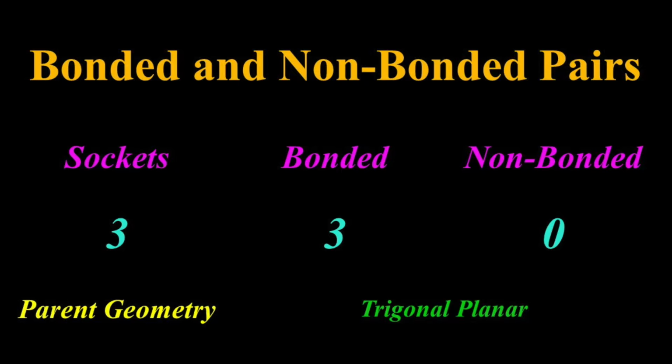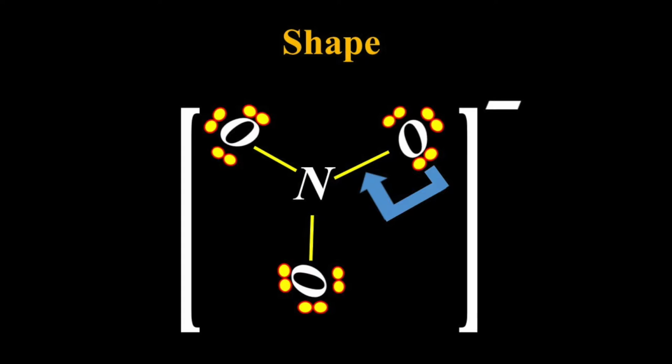So the geometry of nitrate is trigonal planar. However, you have to notice that the nitrogen is a non-metal, so it has to have 8 electrons. So it's going to need 2 more electrons. So it says in the note.